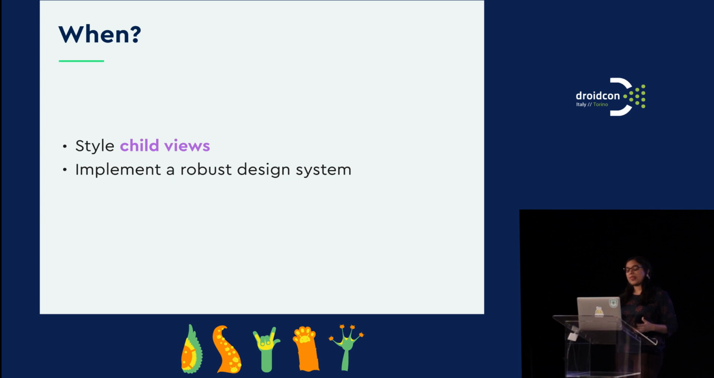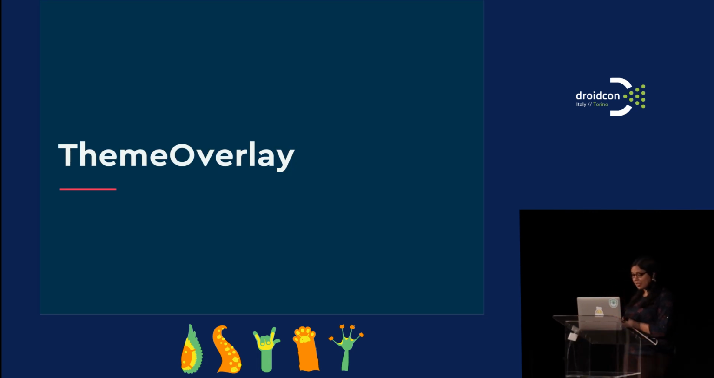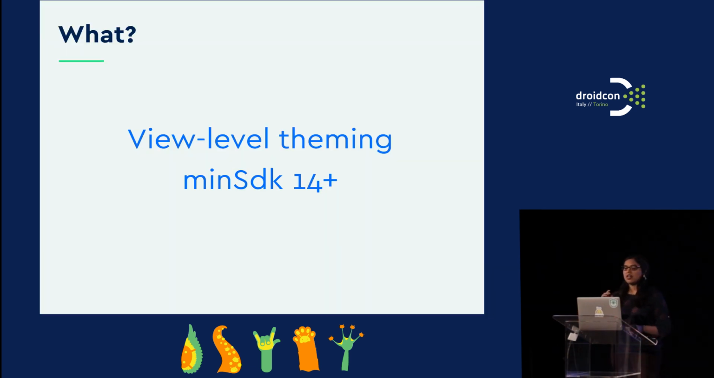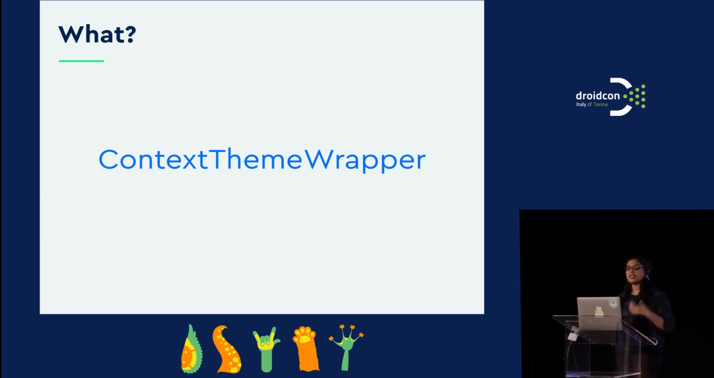All right, so this kind of wraps up activity and app level theming. Let's now move on to view level theming. That can also be known as a theme overlay, and it's nothing but a theme. Lollipop introduced view level theming, and it's backported to API 14 with the help of AndroidX. And when you do android:theme on a view or view hierarchy, it uses ContextThemeWrapper under the hood.